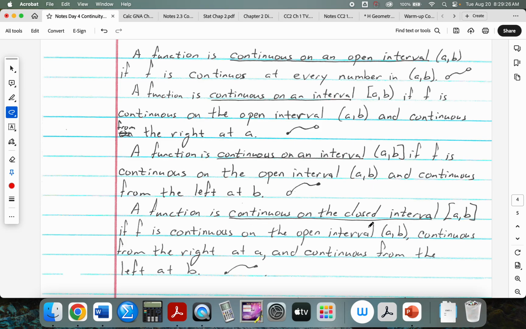And all of that goes to a function is continuous on the closed interval from a to b if f is continuous on the open interval from a to b, continuous from the right at a, and continuous from the left at b. All of those things.